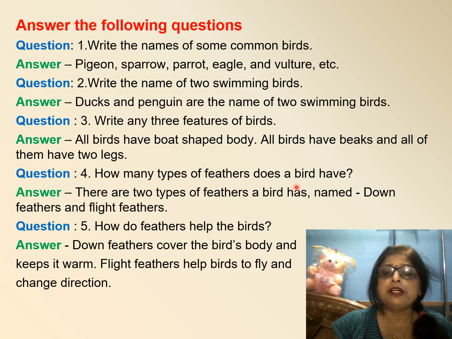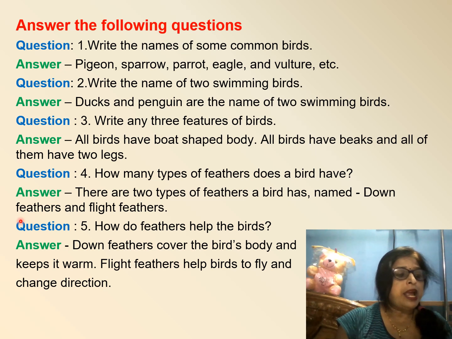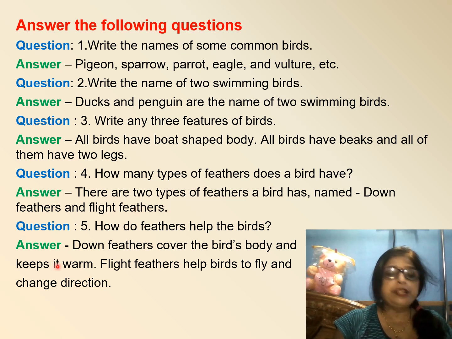How many types of feather does a bird have? There are two types of feather in a bird. That is down feather and flight feather. Down feathers are fluffy and they keep their body warm, and flight feathers are found mainly in the wings and help in flying. How do feathers help the birds? Down feather cover the bird's body and keep it warm. Flight feather helps birds to fly and change the directions.